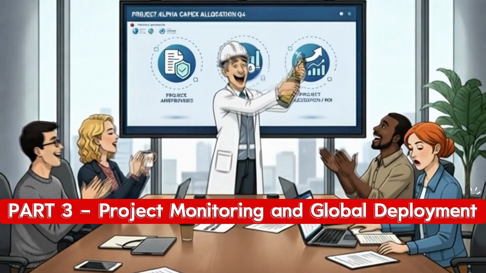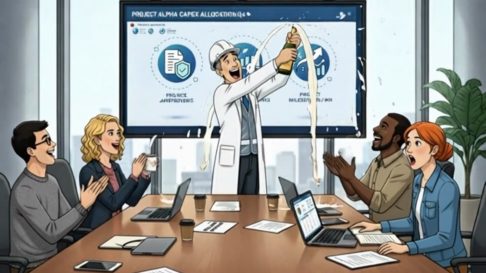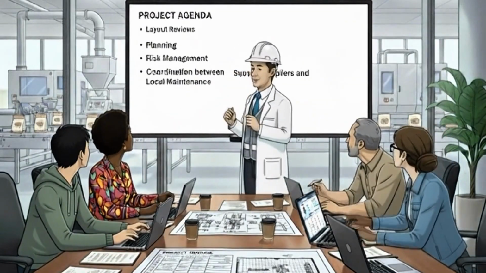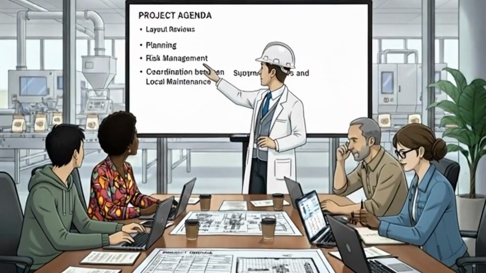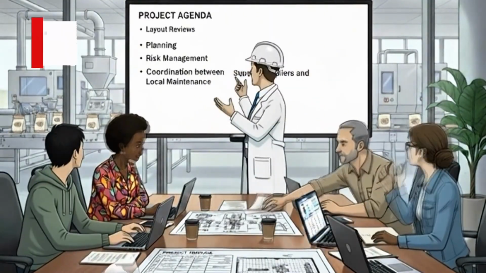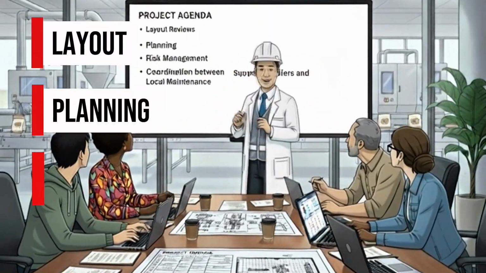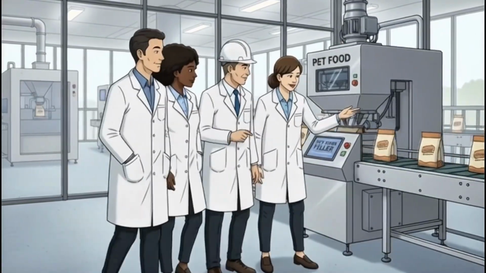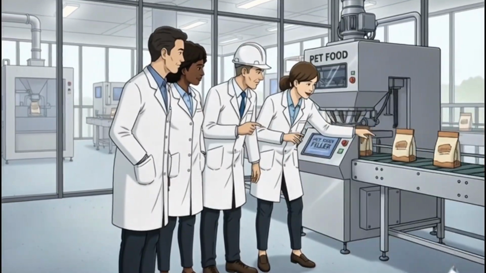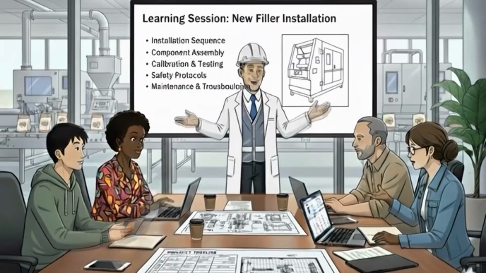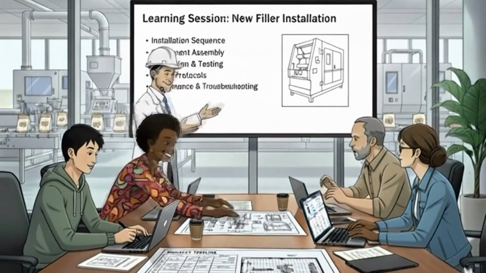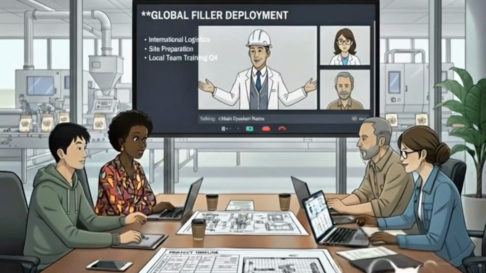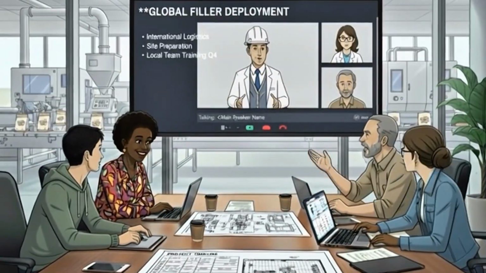Once the design is validated and the budget approved, the key phase begins: industrial deployment. The global technical leader supports local teams throughout the project through layout and design reviews, planning, risk management, coordination between suppliers and local maintenance teams. They ensure that installations are properly executed, from assembly to commissioning. Each project becomes an opportunity to learn, improve standards, and share best practices for future lines.